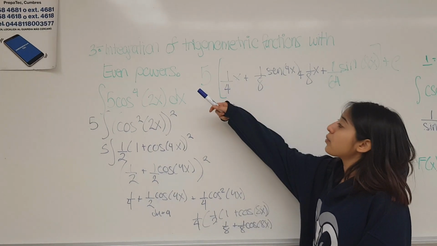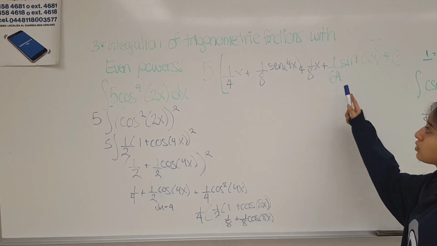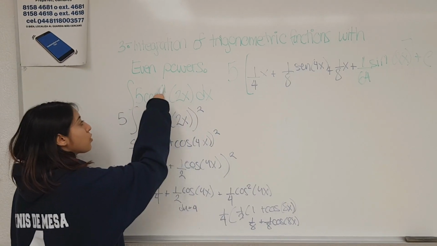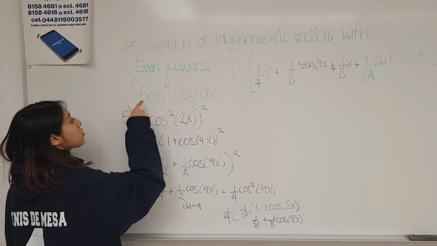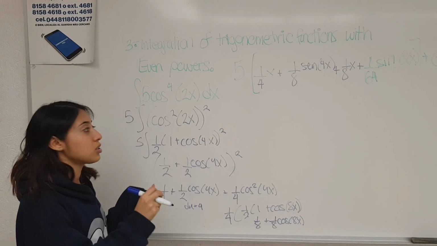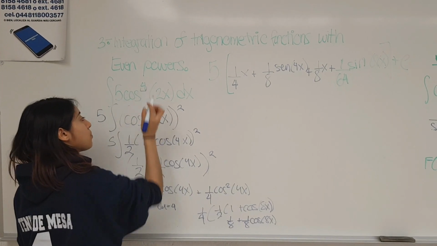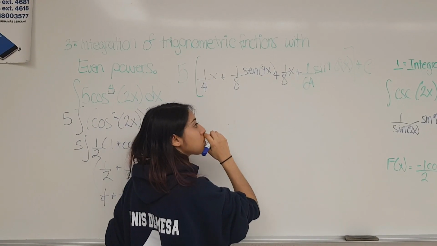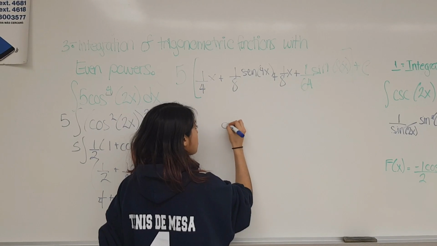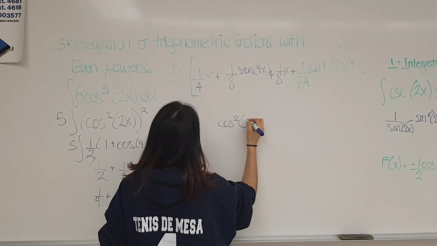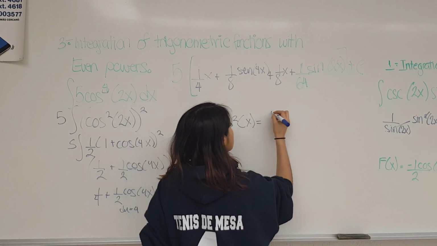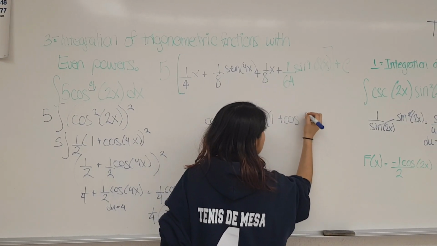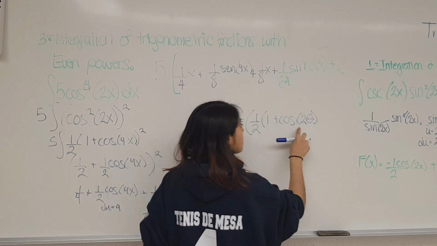Okay, so now what we're going to look at is the integration of trigonometric functions with even powers. In this case, we have cosine to the fourth power of 2x, and it's multiplied by 5. Since it is an even power, we can substitute it by using the trigonometric formula that cosine squared is the same as 1/2 times 1 plus cosine of 2 times what's inside the parentheses.